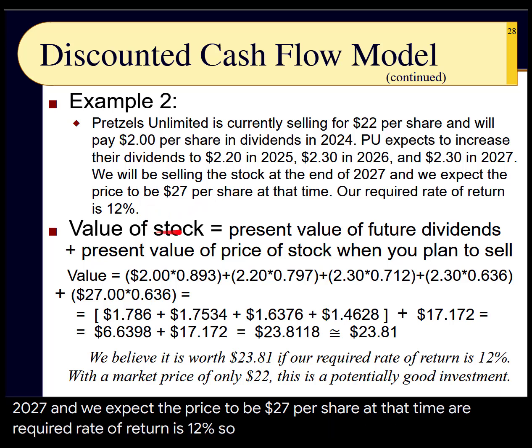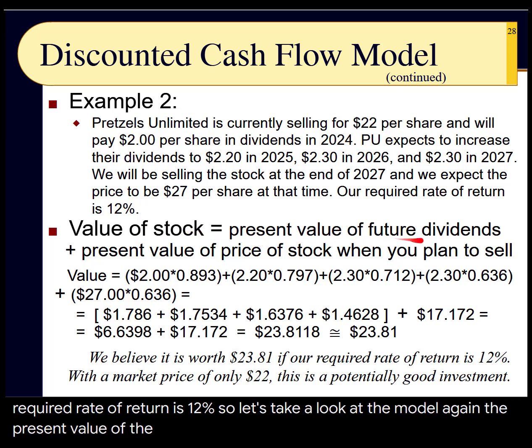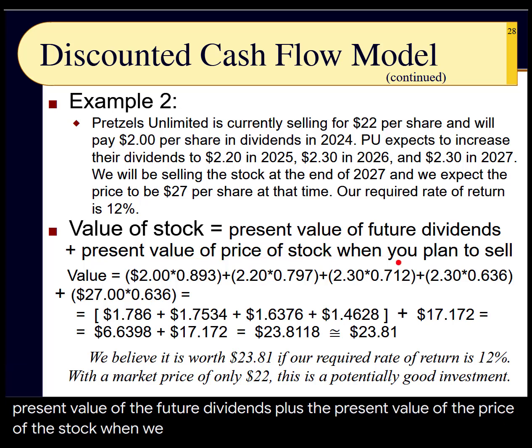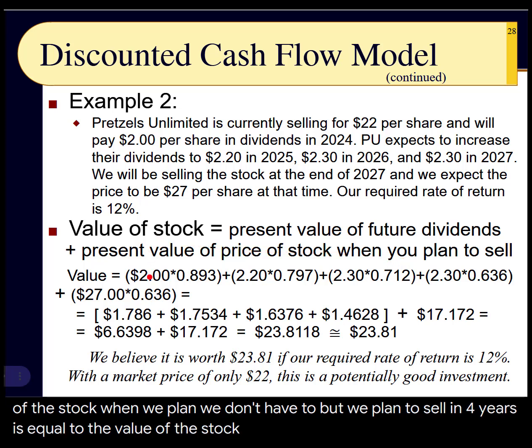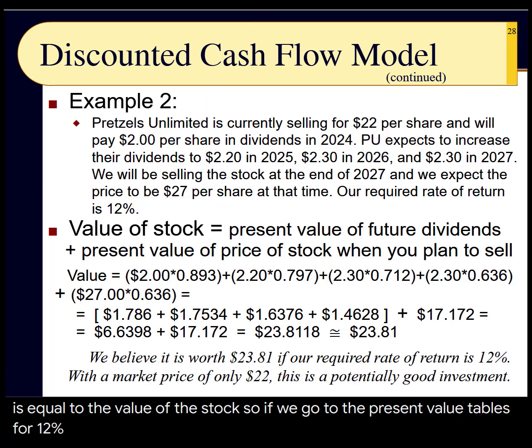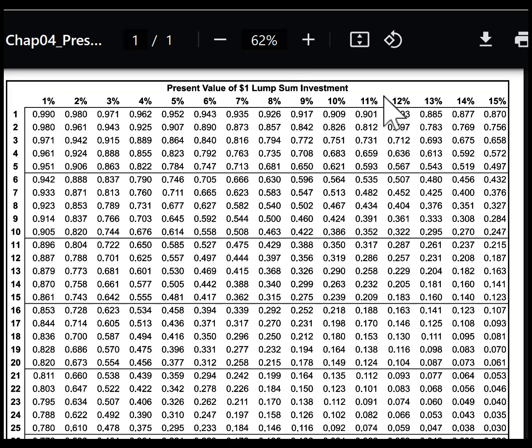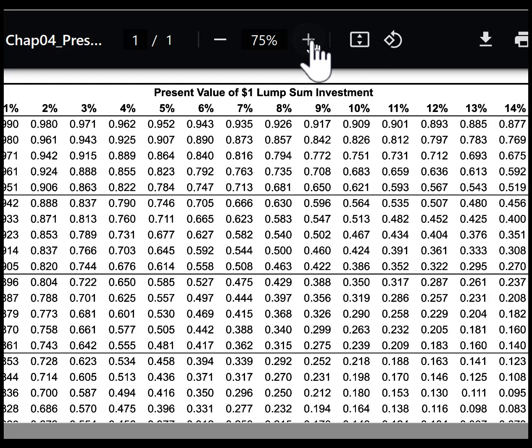So let's take a look at the model again. The present value of the future dividends plus the present value of the price of the stock when we don't have to, but we plan to sell in 4 years, is equal to the value of the stock. So if we go to the present value tables for 12%, and let's go over to 12%. There's 12%. Now you know that these are the years, right? Years 1, 2, 3, 4. So let's make it a little bit bigger so we can see those numbers.